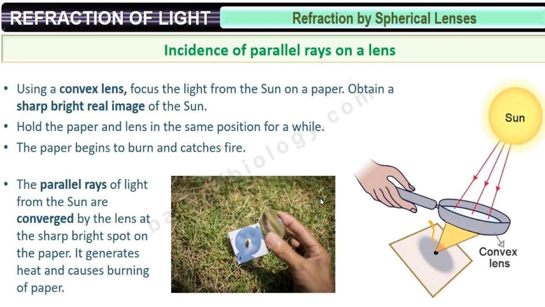Incidence of parallel rays on a lens. See, sun is on a convex lens. It is giving the converging action. All the rays are going on a piece of paper and sometimes they burn the paper also. See, the paper gets burnt.